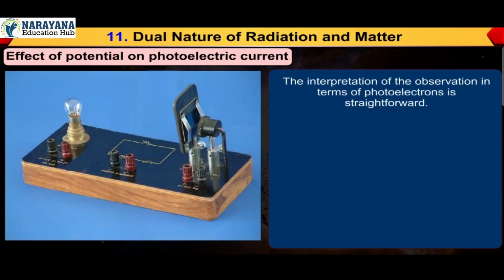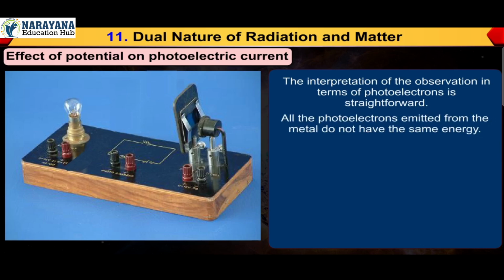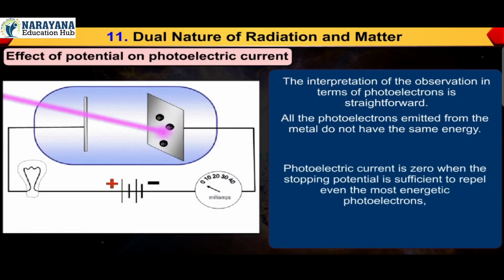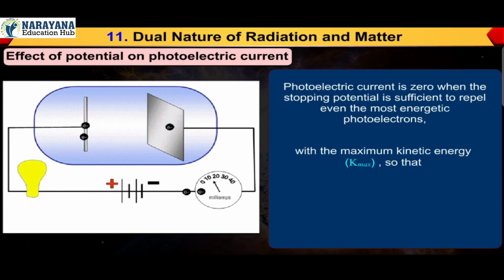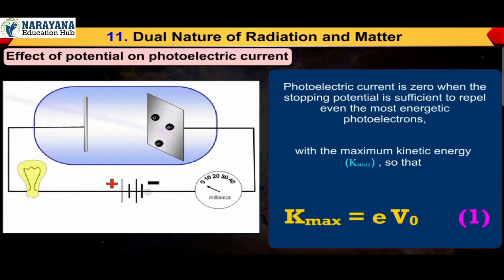The interpretation of the observation in terms of photoelectrons is straightforward. All the photoelectrons emitted from the metal do not have the same energy. Photoelectric current is zero when the stopping potential is sufficient to repel even the most energetic photoelectrons, with the maximum kinetic energy K_max, so that K_max is equal to eV0. Equation 1.